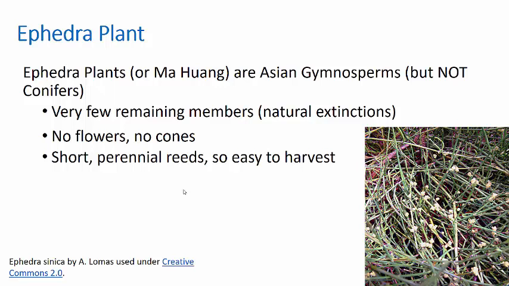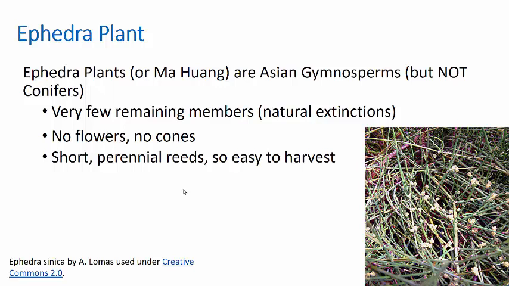It's a member of a phylum of gymnosperms that has very few remaining members. A whole bunch of natural extinctions happened. This phylum is not very competitive once the conifers came along. So this group that the ephedra plant belongs to, there's maybe 80 species left instead of the 700 species of conifer that are out there.